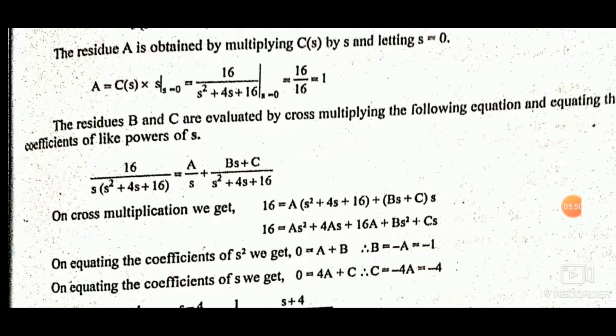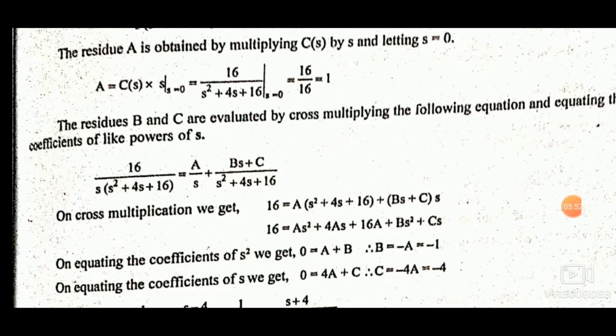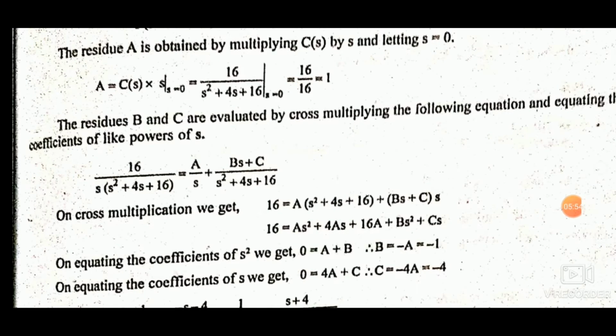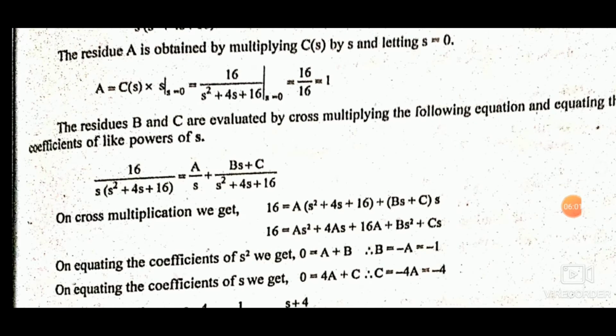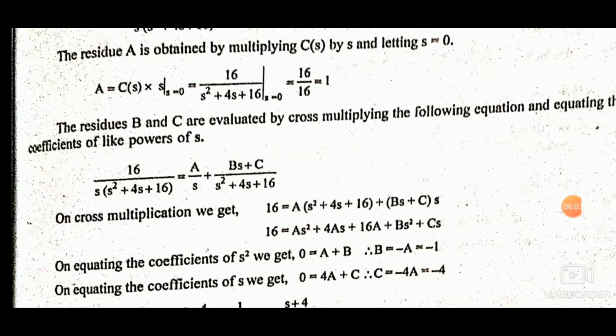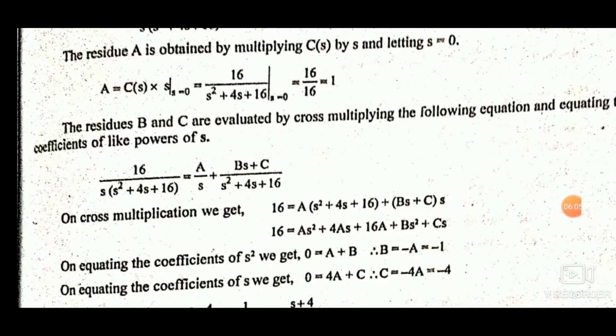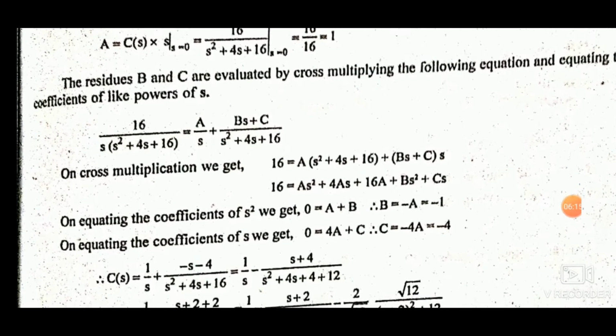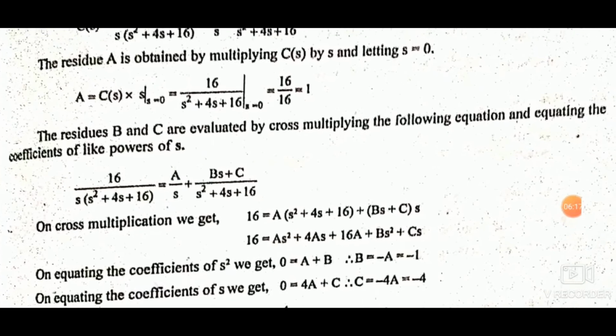Comparing the s square terms, a plus b is equal to 0. Already we know the value of a, so b is equal to minus a, so b is equal to minus 1. Next, equate the s terms. 4a plus c is equal to 0. We already know the value of a, so c is equal to minus 4a, that is c is equal to minus 4. Substitute the a, b, c values in this equation.